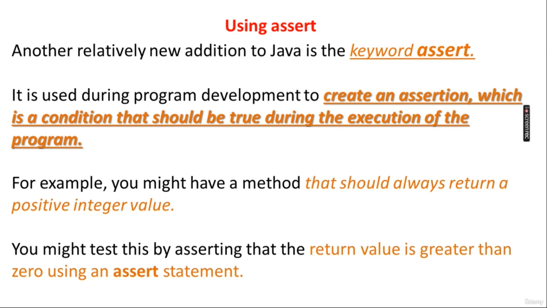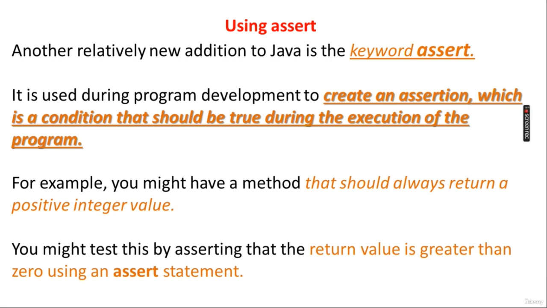Another relatively new addition is the keyword assert. Assert is used during Java program development to create an assertion, which is a condition that should be true during the execution of the program. In short, an assertion is a condition that should be true during execution. For example, you might have a method that should always return a positive integer value. You might test this by asserting that the return value is greater than 0 using an assert statement.